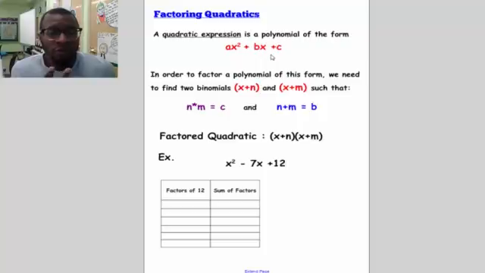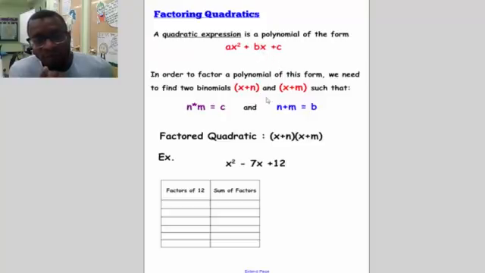Now, there are two things that I want you to notice about our factored form. Whatever we get as our factored form, the x plus n and x plus m, the product of n and m must be equal to c, and the sum of n and m must be equal to b in our quadratic expression.